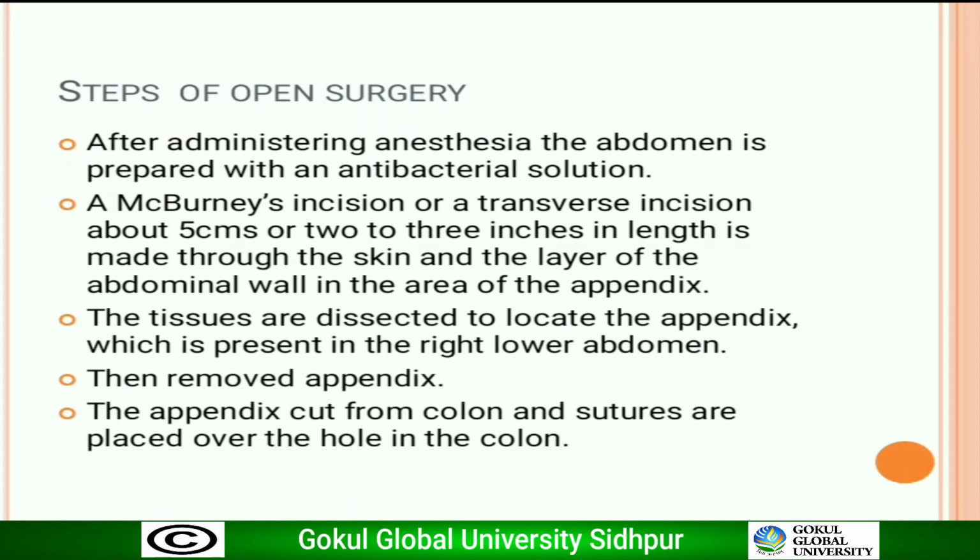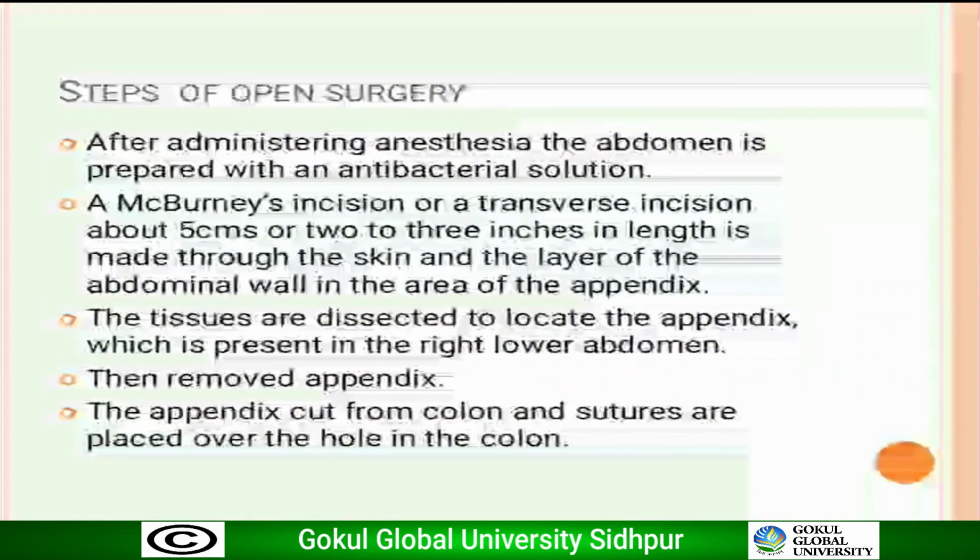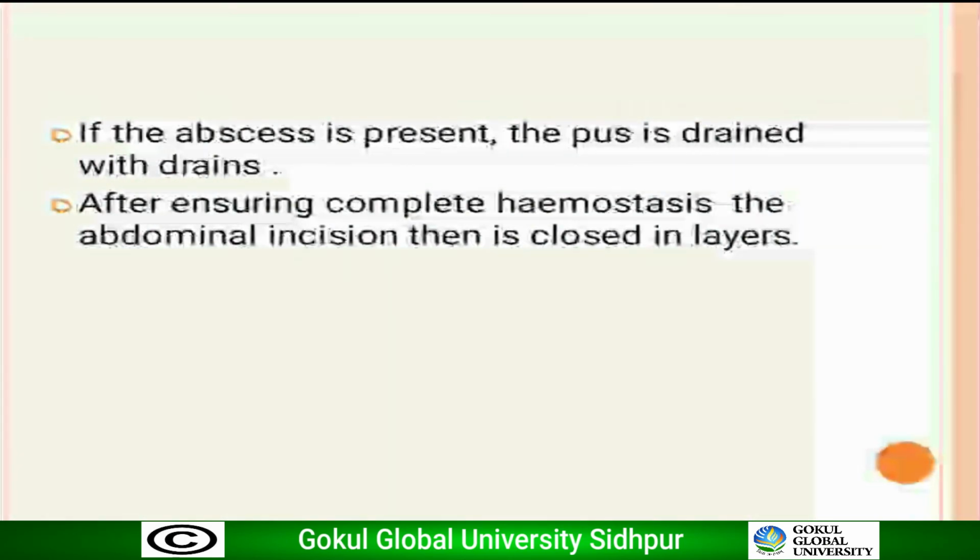The steps of open surgery. After administering anesthesia, the abdomen is prepared with antibacterial solution. A McBurney incision or transverse incision about 5 cm, 2 to 3 inches in length, is made through the skin and the layers of the abdominal wall in the area of the appendix. The tissues are dissected to locate the appendix, which is present in the right lower abdomen. Then remove the appendix. The appendix is cut from the colon and sutures are placed over the hole in the colon. If an abscess is present, then the pus is drained with a drain.